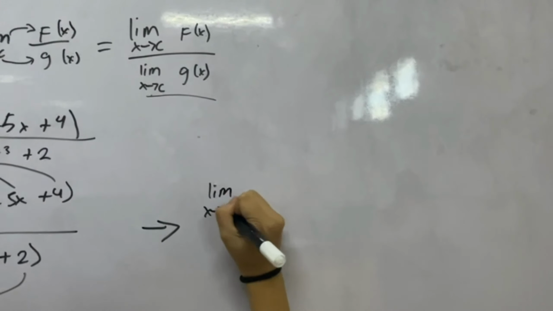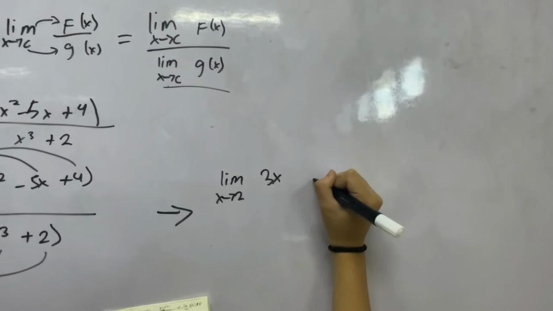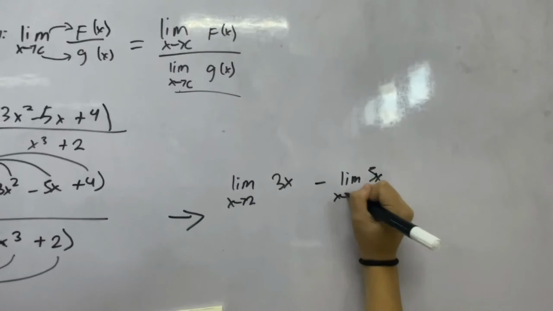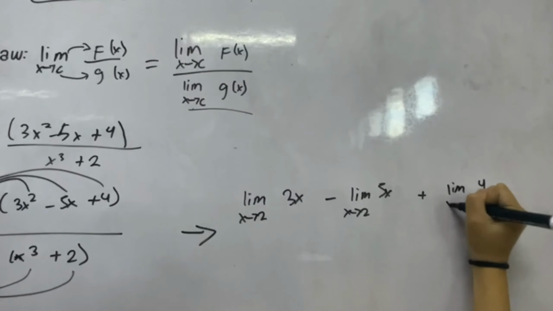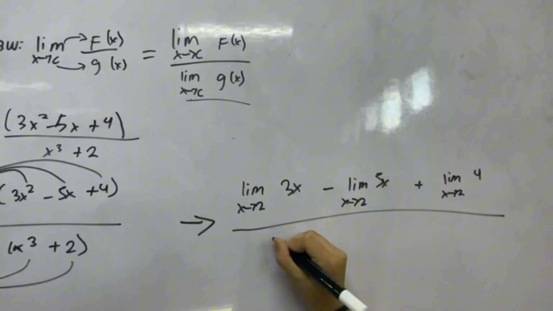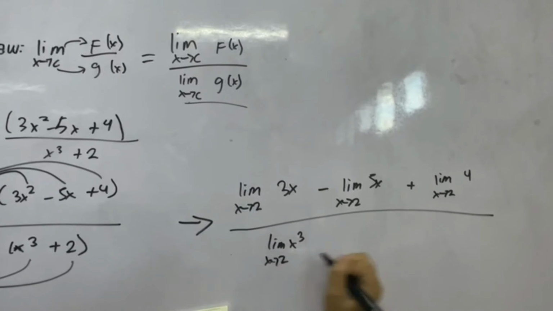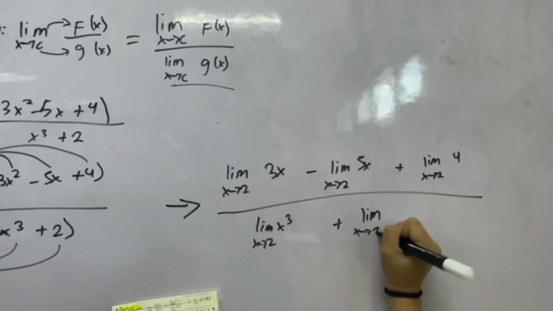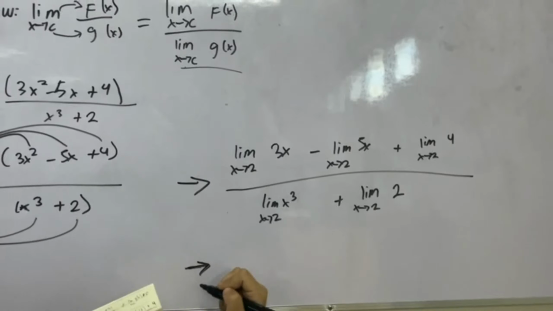And that would give us the limit of 3x² as x approaches 2, minus the limit of 5x as x approaches 2, plus the limit of 4 as x approaches 2, over the limit of x³ as x approaches 2 plus the limit of 2 as x approaches 2. After that, we evaluate each term.